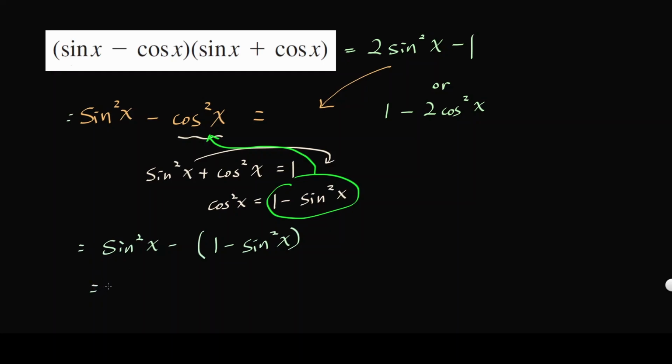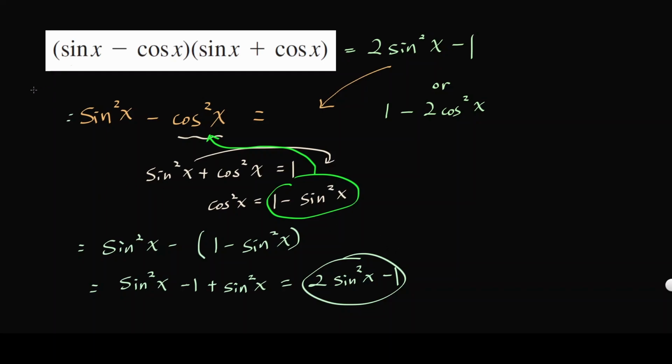Well, let's see. That's going to be sin²x. Let's distribute the negative. Minus 1. Minus times minus will give us plus sin²x. Well, isn't that 2 sin²x minus 1? So that's the first answer right there.